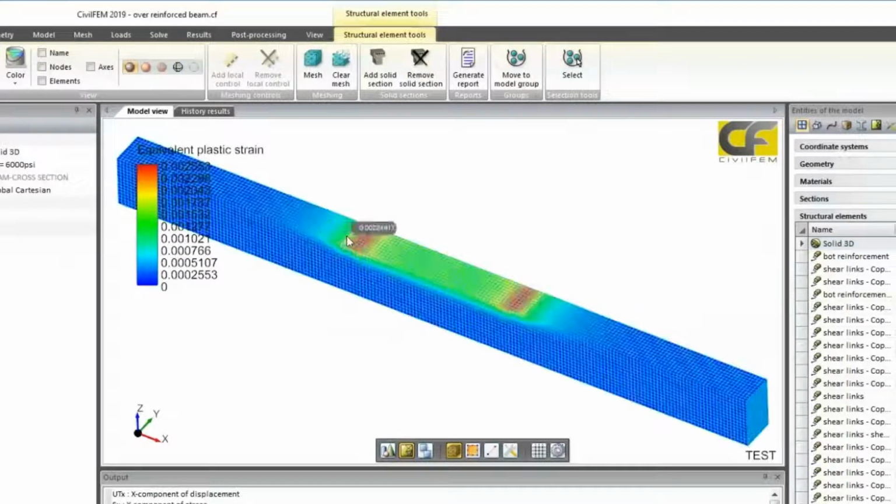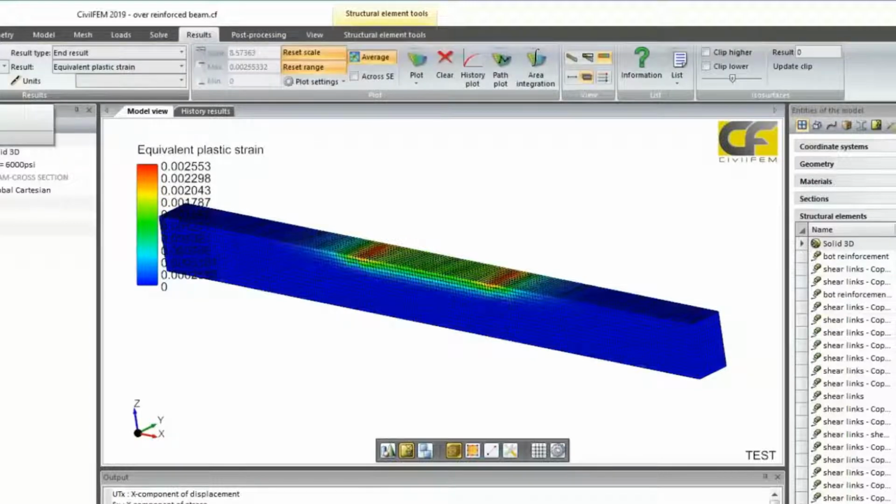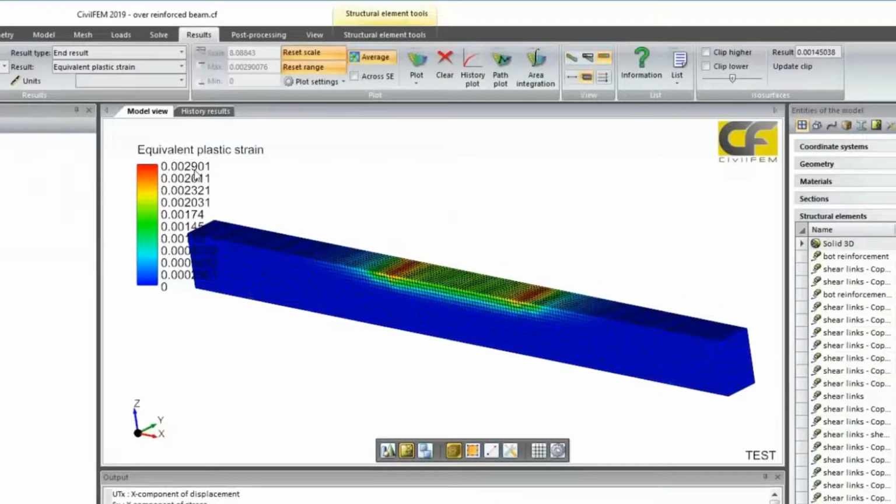So we can see that just at the points where we are applying the loads, we have higher compression, and in this load step it is around 0.25%. We advance and increase the load. So just in this step, it's 0.29%. This is the undeformed shape, but we can always plot the deformed shape as well.